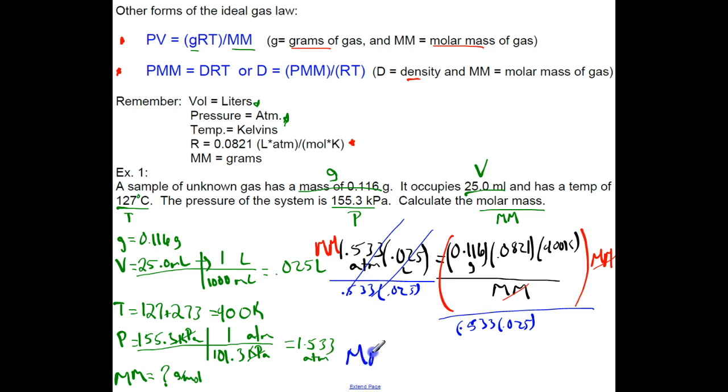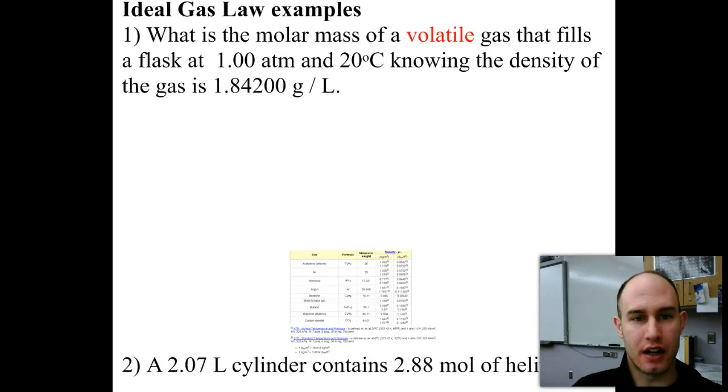And then my molar mass is just going to be all of this typed in your calculator and solved out. Typing all this in, we end up with 286 grams per mole as the molar mass of my gas. So there's one example of this variation of the ideal gas law. And let's take a look at another variation here.